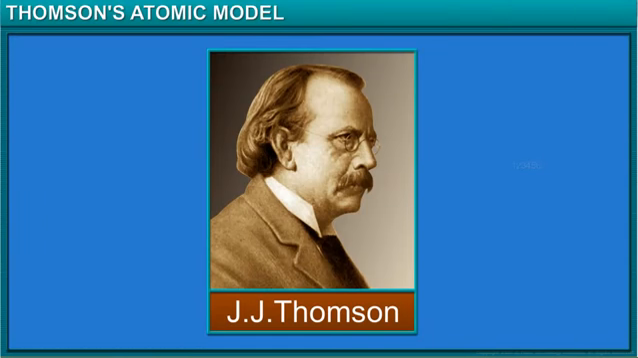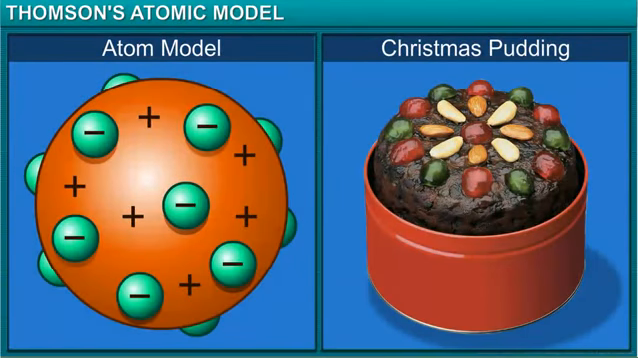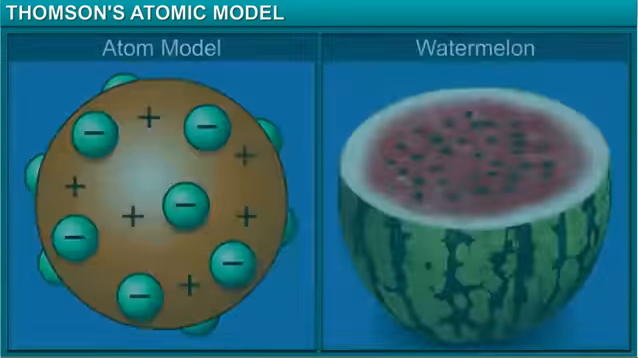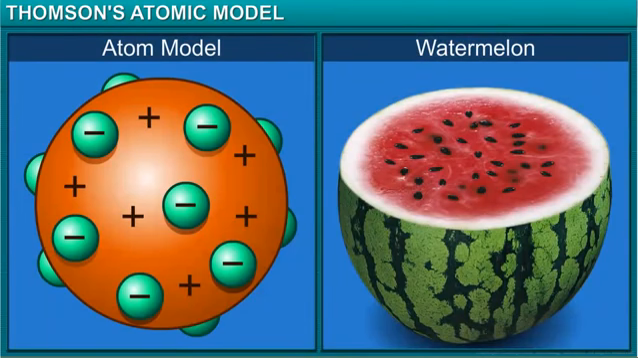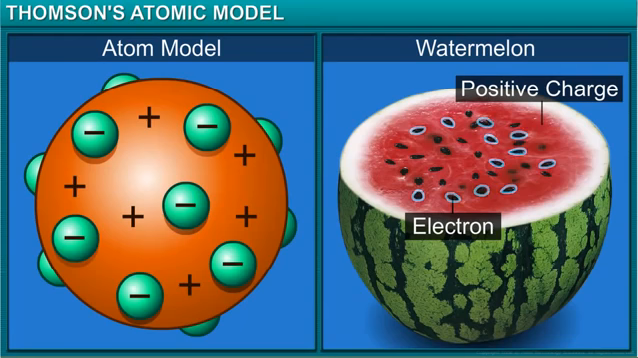In his model, Thomson compared an atom to a Christmas pudding. The electrons were like the raisins in the pudding, and the pudding itself was like the positively charged particles. This can also be explained through the example of a watermelon. The positive charge in the atom is spread all over like the red, fleshy part of the watermelon, while the electrons are embedded into the atoms like the seeds of the watermelon.